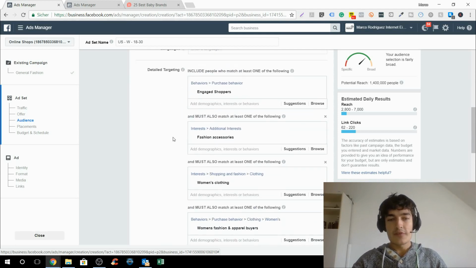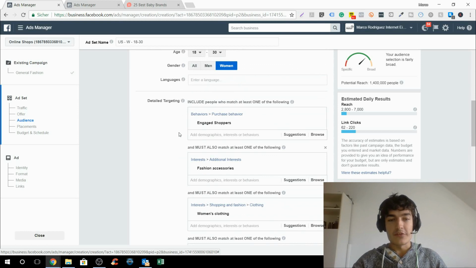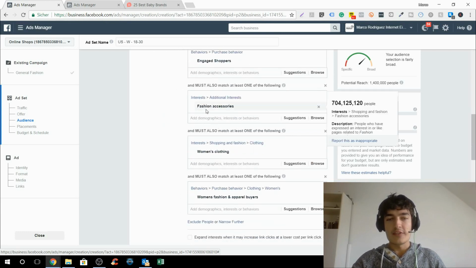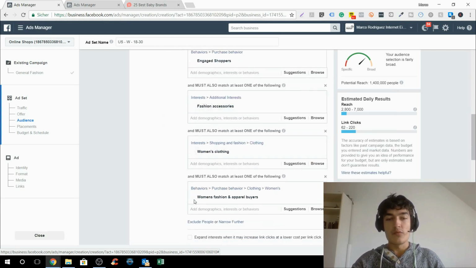And then I came up with some very general interests or behaviors. So in this case, engaged shoppers, which indicates that they clicked the Shop Now button in the past week. Also some general interests like fashion accessories, women's clothing, and women's fashion apparel buyers. So by layering all of these general interests, of course, I don't create a super targeted audience for one specific niche, but I created an audience where I can be quite sure that these women right here are actually interested in fashion accessory related products and that they are actually also somewhat engaging with these kind of products.